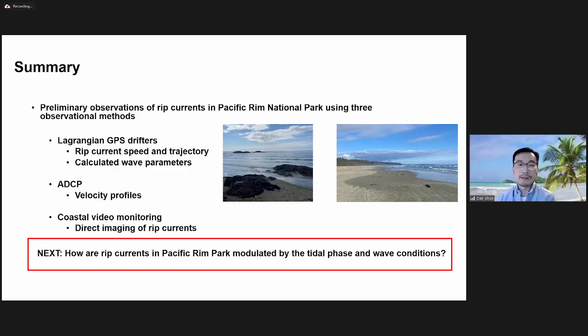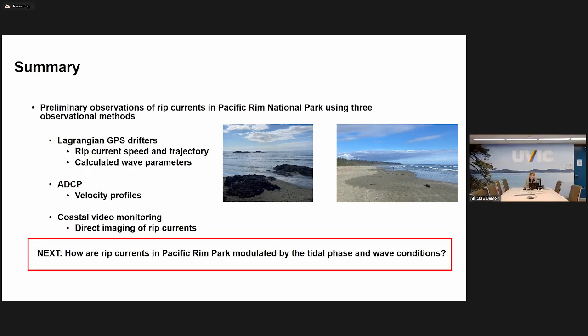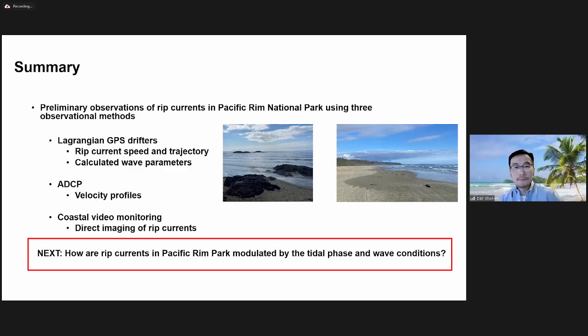Could you expand on what is direct imaging of rip currents? By that, I just mean we can detect the rip currents in the images so we can visually see them occurring. Whereas in the other observational methods, we don't see the rip current occurring. We look at the data and use that to determine if there's a rip current happening. Okay. Thanks.